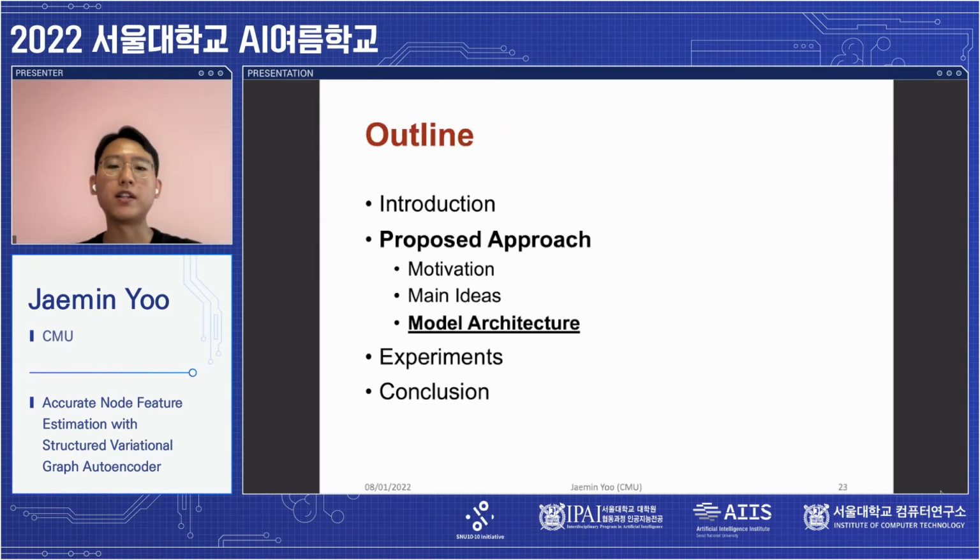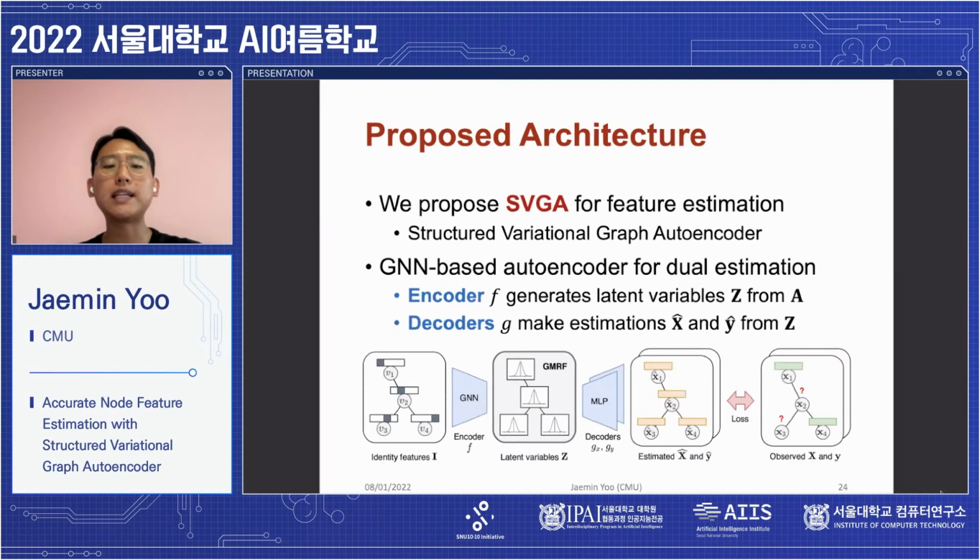Now I'll introduce our model structure. We propose SVGA for feature estimation, which stands for Structured Variational Graph Autoencoder. Our SVGA is a GNN-based autoencoder for dual estimation of features and labels, where the encoder f generates latent variables from the graph structure, and the decoder networks make estimations of features and labels from the latent variables. And as I said in the first part of this presentation, the labels are optional, so our model can work even when the labels are not given.